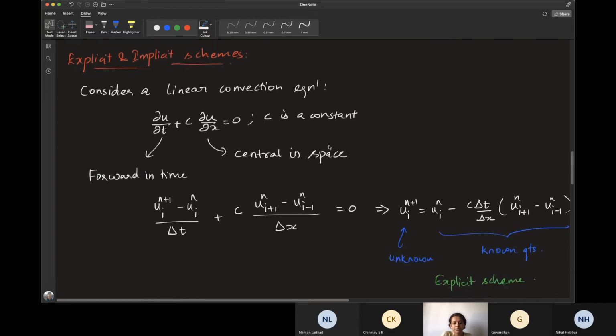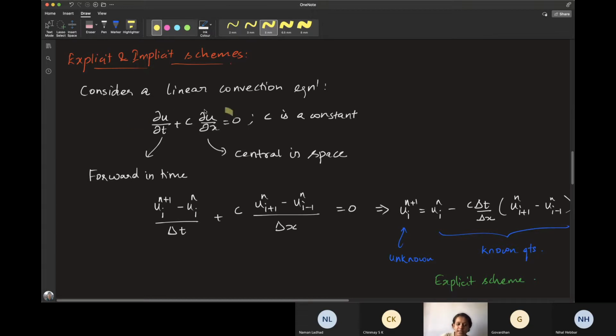Now I want to give an exposure to you guys on explicit and implicit schemes. So have you guys heard about explicit and implicit schemes? No, ma'am. Okay, fine. So now, let's just look at it from the point of view of the linear convection equation. It's possible to do it for any kind of equation, any PDE.